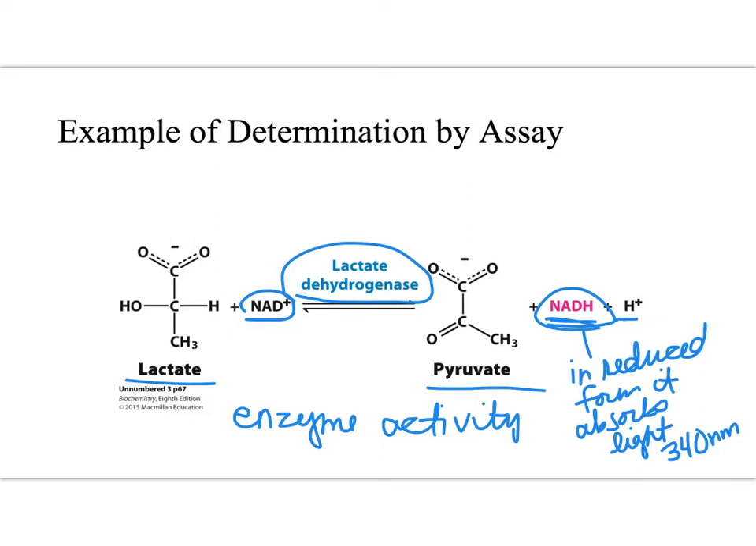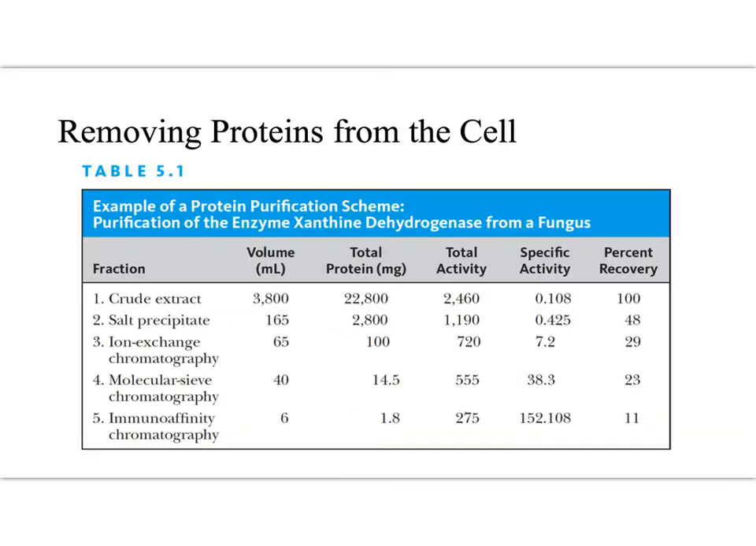You measure the absorbance of light at 340 nanometers, and that is going to allow you to determine whether or not the protein is present. Because if the protein, in this case the enzyme, is present, then you're going to be producing that NADH. So if it's present and functioning properly, you're going to observe absorption of light at 340 nanometers. So you'll see a change in that absorption spectrum. So that's the assay portion.